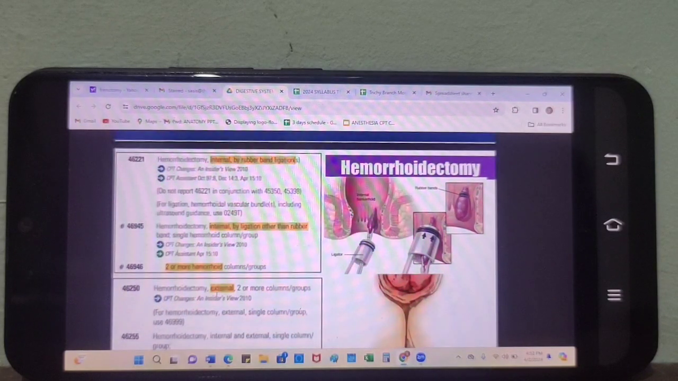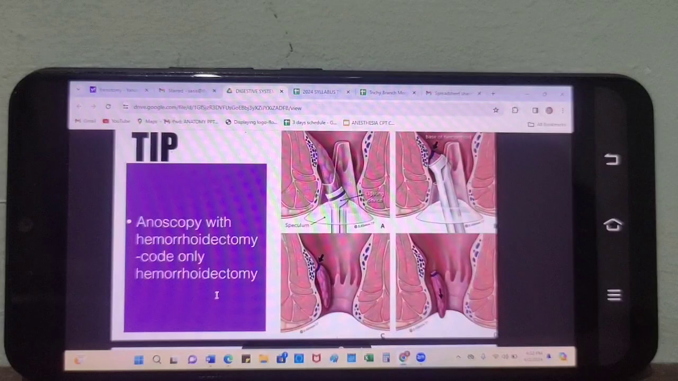Any doubt? Any doubt in this question? No, ma'am. Okay. Now this is a very, very important one. During hemorrhoidectomy, if a doctor uses anoscopy, code only for anoscopy, because anoscopy is a diagnostic scopy. By using anoscopy, first of all, the doctor confirms the condition. After that, he removes the hemorrhoid. So anoscopy with the hemorrhoidectomy means code only for hemorrhoidectomy. Okay. Please take a note. Very, very important.